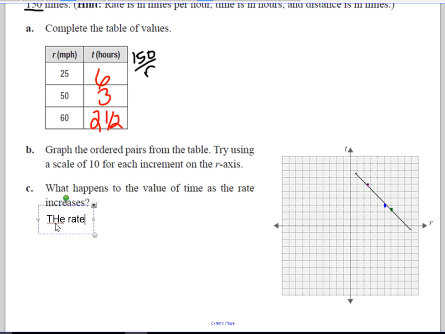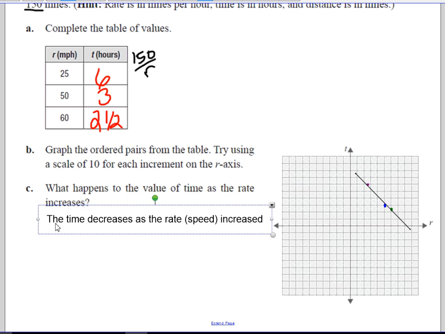And so we can see that the rate or the speed increases. I guess we should word it the other way because it's asking us the value of the time. The time decreases as the rate or the speed increases, which we know, because the quicker you go, the less time it takes you to get there.